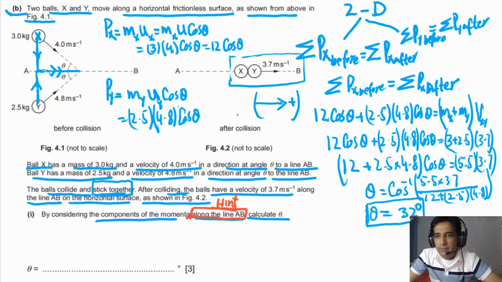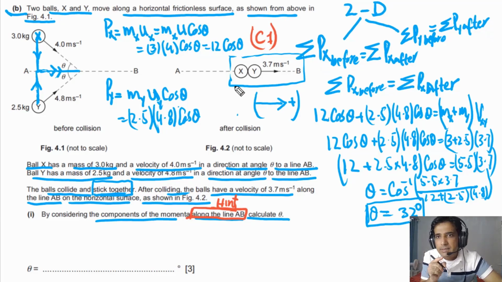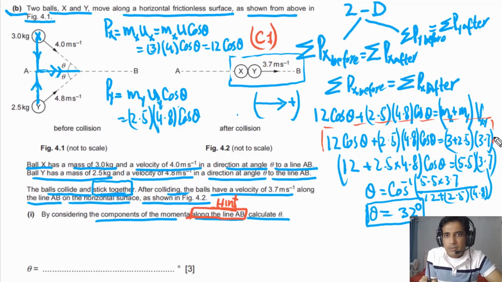The first mark you will get if you have written either momentum of x or momentum of y along AB. That is the C mark. The second mark you will get if you have written this step, so this is the second C mark. Then the last mark is the answer mark. If you have got the right answer, you will get this mark.